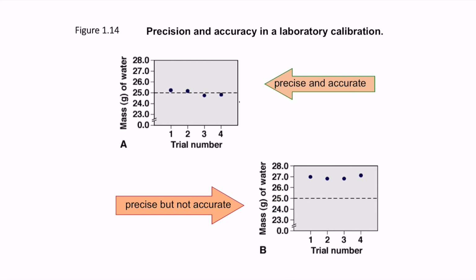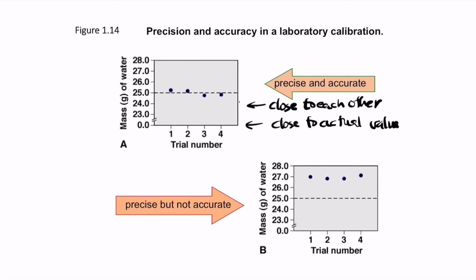So for example, in this trial here, when they are measuring the mass, notice that all of the mass values are really close to 25. So this is an example where they are close to each other, and they are also close to the actual value. When they are close to each other, we say that these measurements are precise. When they are close to the actual value, we say that these are accurate.